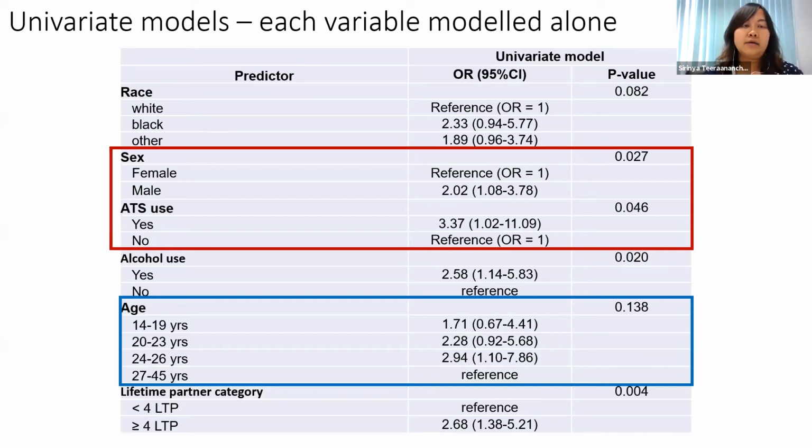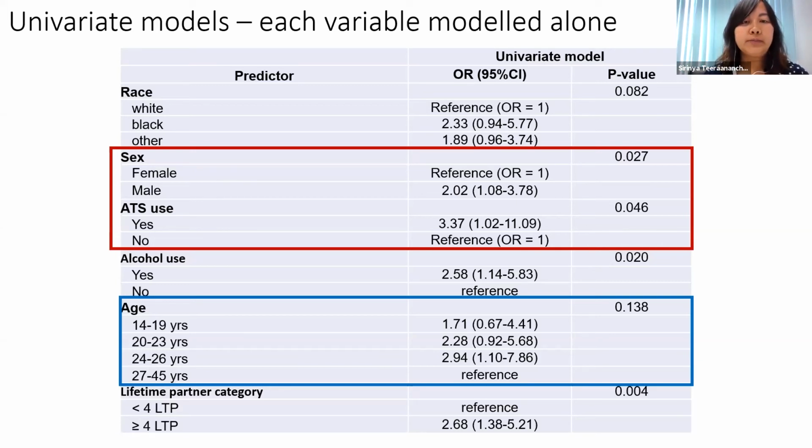So when you look at each variable, we see that for age, it is not significant if we would like to enter at 0.1. And also for sex, we will see that sex, ATS use, alcohol use, and lifetime partner are still less than 0.1 if we would like to include them in the multivariate model. But one variable cannot be included in the multivariate model because it's over 0.1.